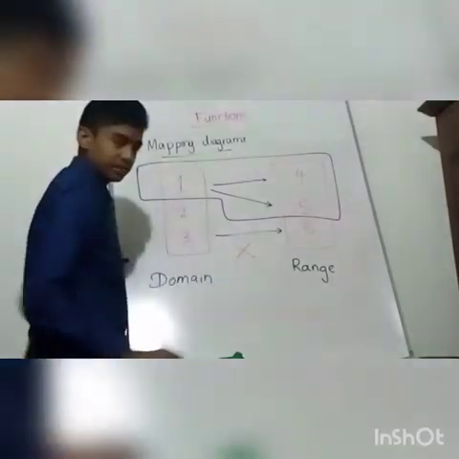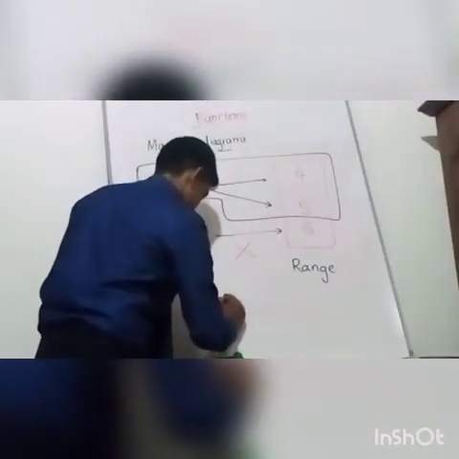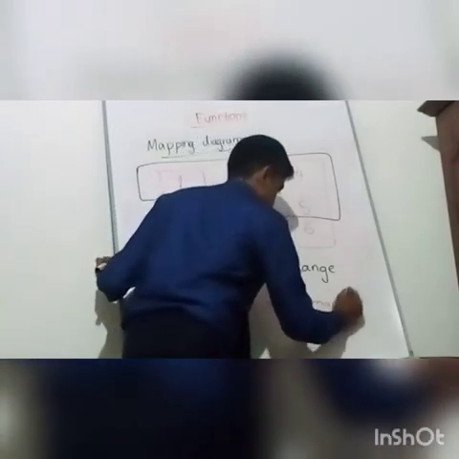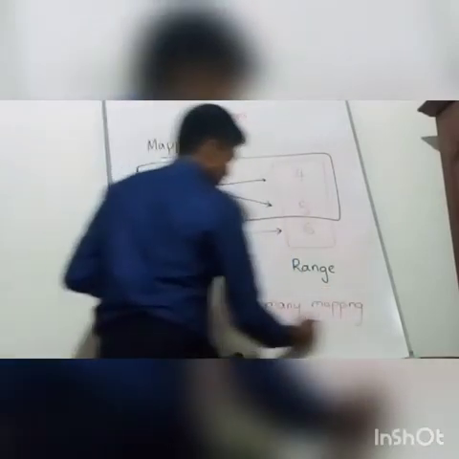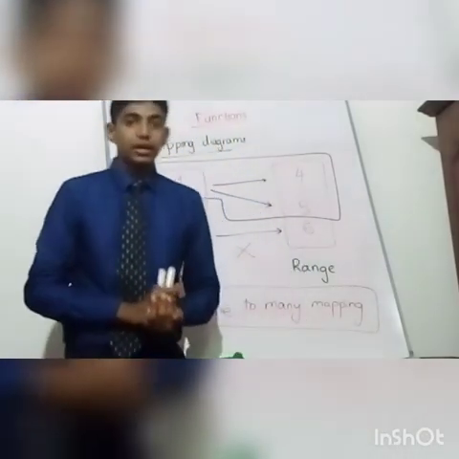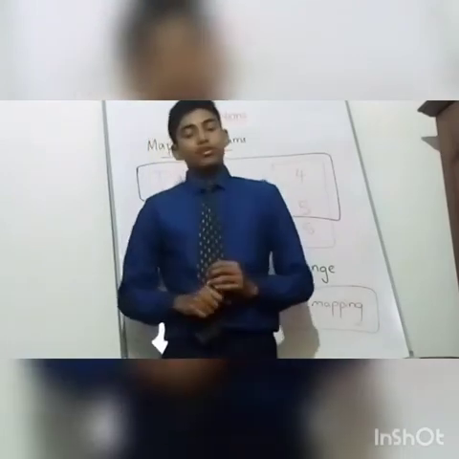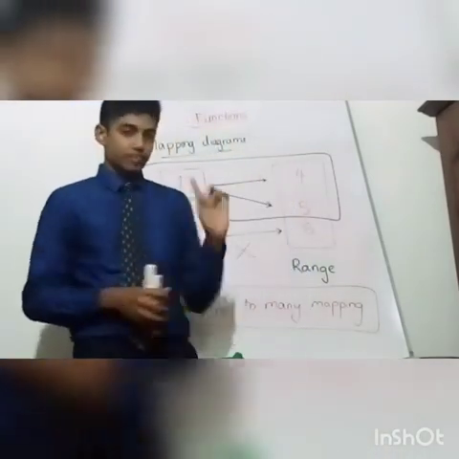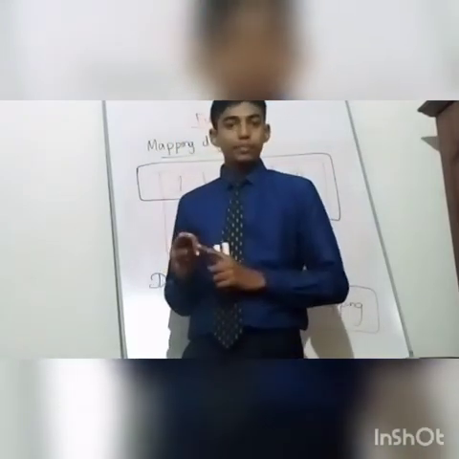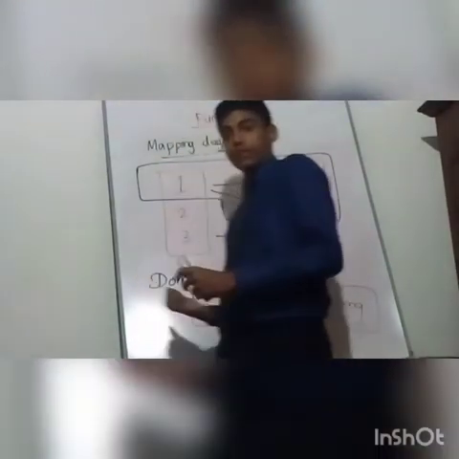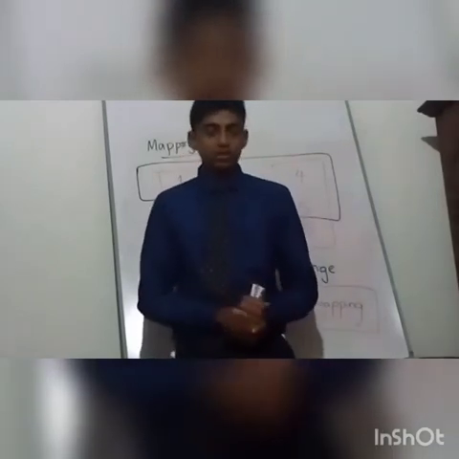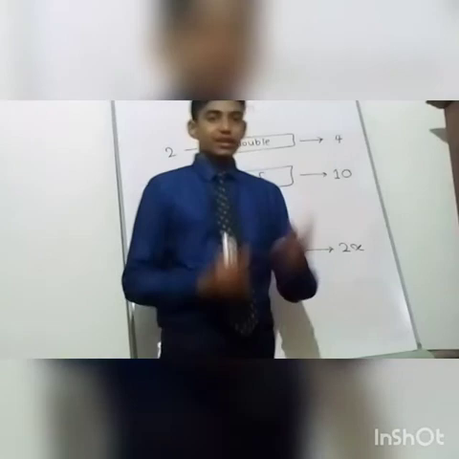But this type of mapping diagram also has a name. This type is called one-to-many mapping. This is the name of this type of mapping diagram. So now we know the 3 types of mapping diagrams. We have completed one way of identifying functions. The first way is mapping diagrams, which can be split into 3 parts: one-to-one mapping, many-to-one mapping, and one-to-many mapping. Only one-to-many mapping is not a function. The other two are functions.